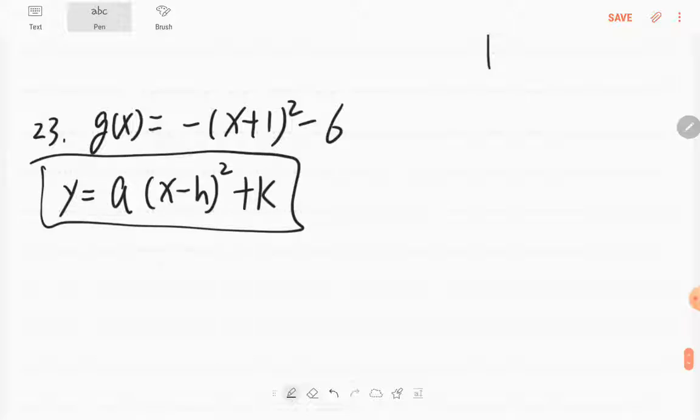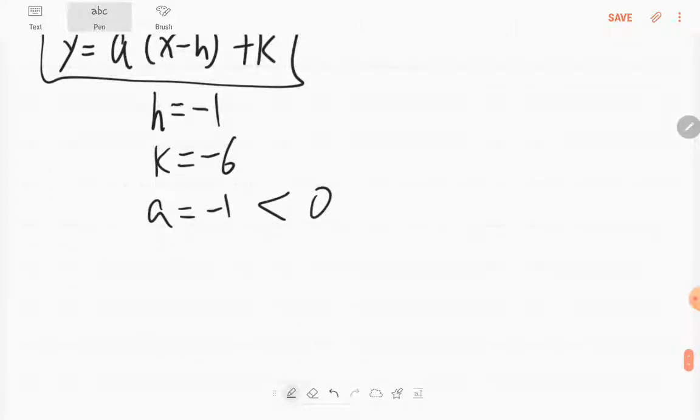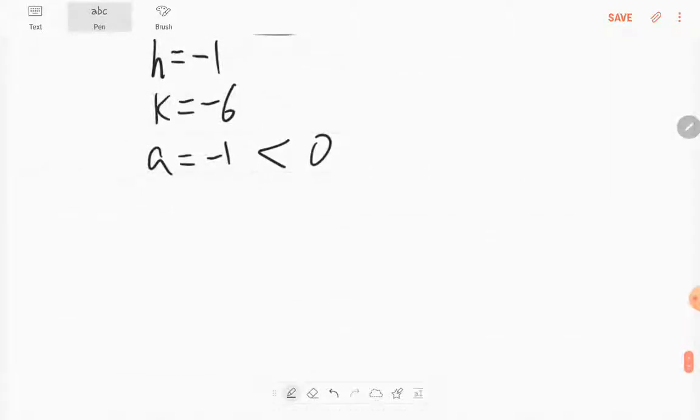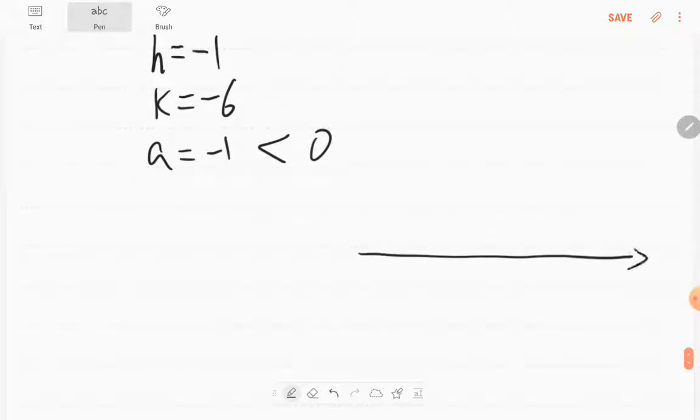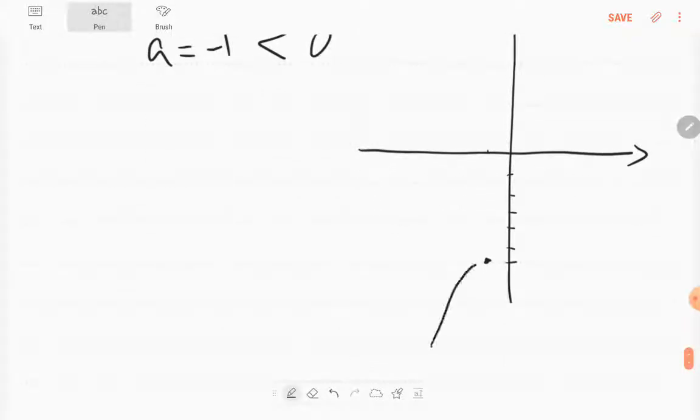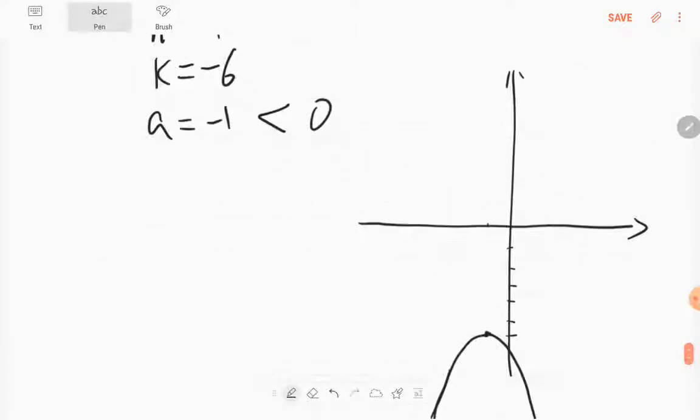So you compare this to the vertex form, you will see h equals what? -1, and k equals -6, and a equals -1. So a equals -1 means less than 0, so it opens down, right? So the vertex would be (-1, -6). So here is -1, and 1, 2, 3, 4, 5, 6 should be here, right? So the graph will look like this one. Okay, so this is the graph.